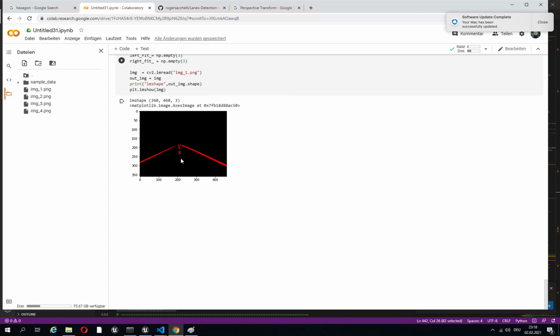What is the histogram doing? Here it's called histogram, but it's not really a histogram. It's more like a projection of these pixel values on the horizontal. By projection, I mean we scan, or basically look, from the first to the end location. Then we sum up the pixel values along the vertical axis, so along the height here.